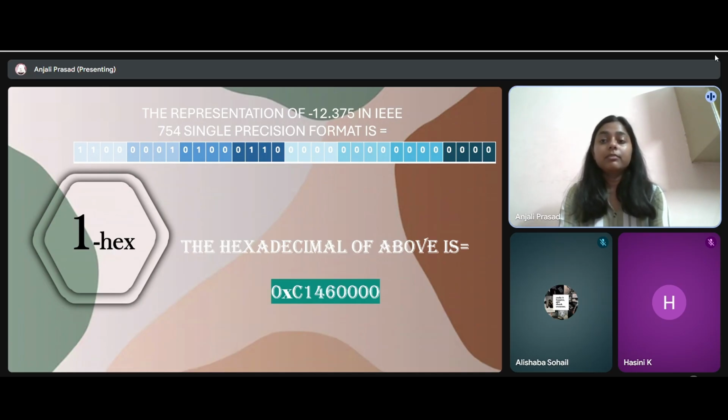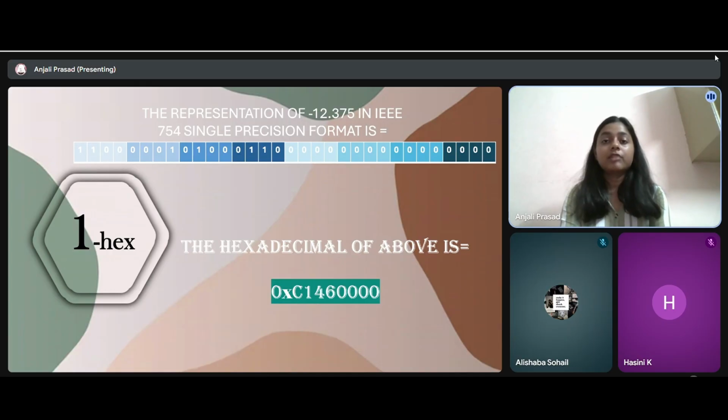Now we will group them in groups of 4, starting from the leftmost. So the groups of 4 are as follows. The first group is 1100. Its decimal is 12, and 12 in hexadecimal is C. Then the next is 0001, which is 1, and its hexadecimal is also 1. 0100 in decimal is 4, and in hexadecimal as well it is 4. Then 0110, which is 6 in decimal as well as in hexadecimal. And the rest of the bits are 0.